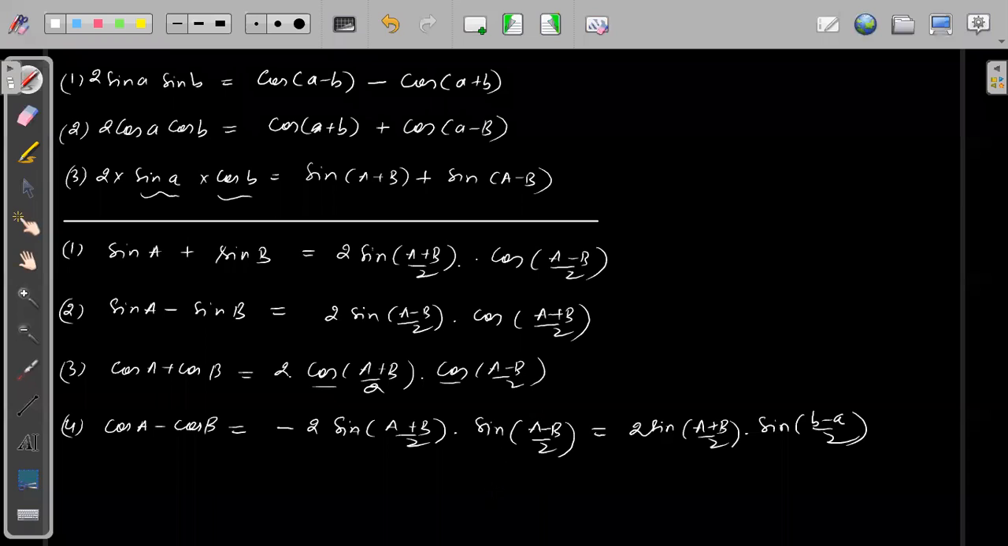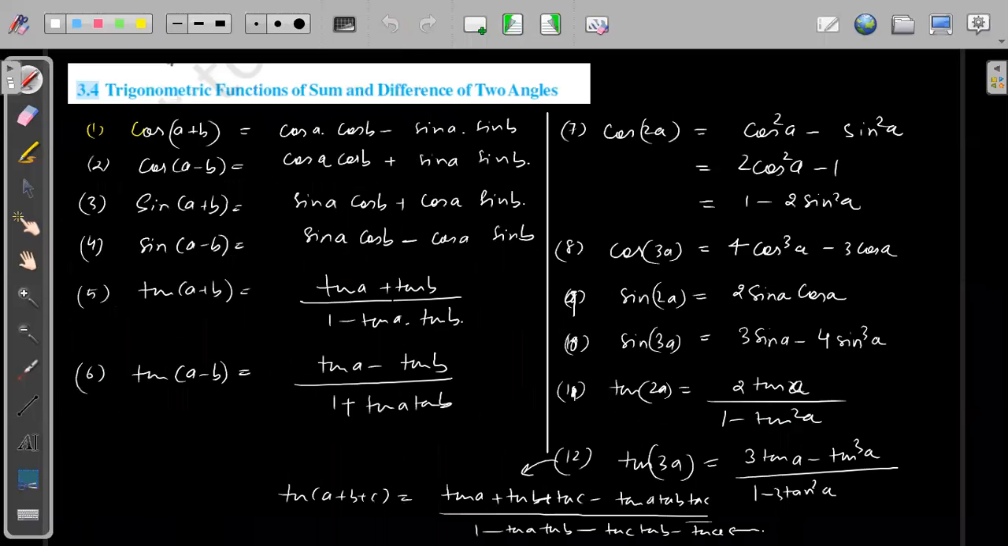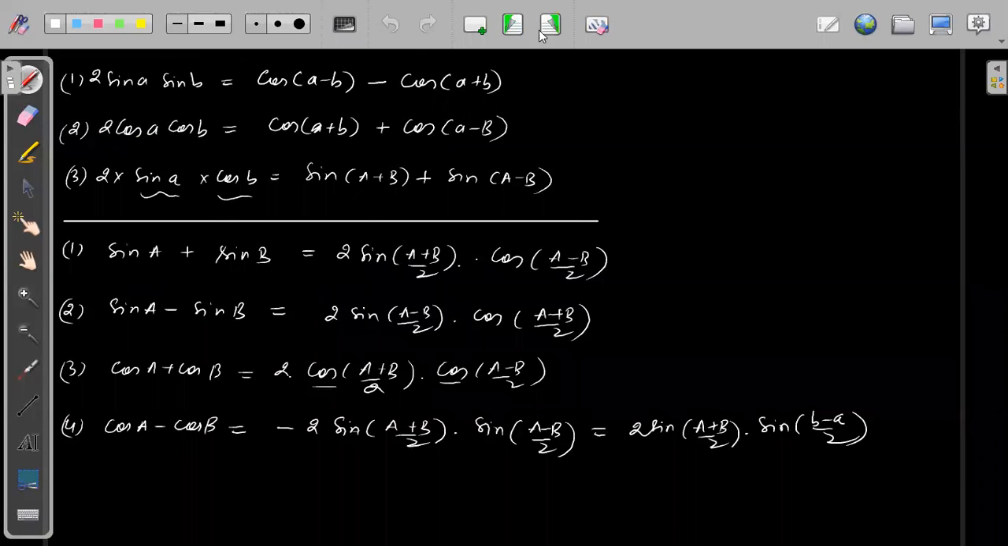I can take this minus sign inside. I hope everybody remembers this. If you have not written, just copy them down right now. These we have done in detail. We have derived each and every one. Okay, very good. This was the last page. You already know this formula. Okay, this one is okay for everyone.